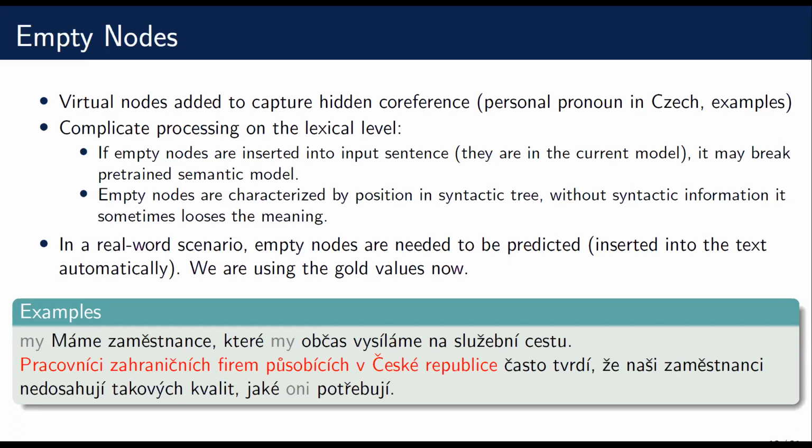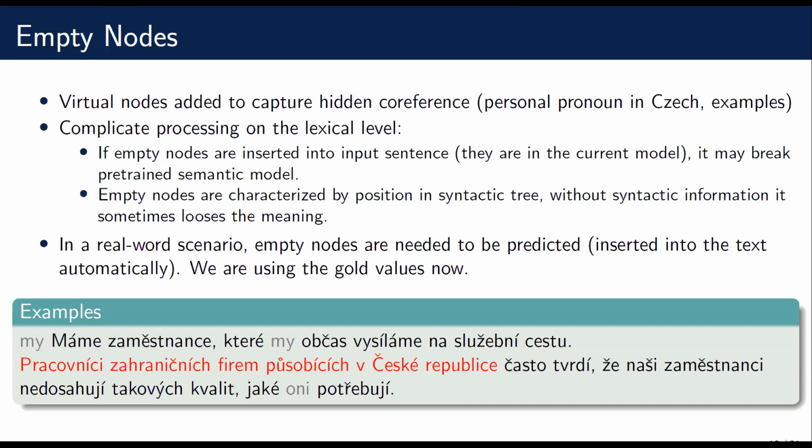This is a problem for the model, because when they are added as some symbol, the relationship modeling between these symbols and real words was not present in the pre-training of these models, and this makes it problematic to create the representation of these words. The meaning of these virtual empty nodes can be derived from the trees, but in our model we don't use any tree information, so we have problems.